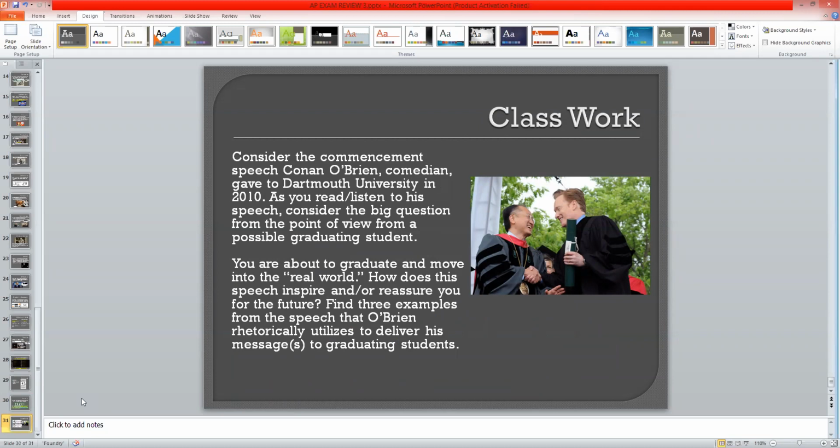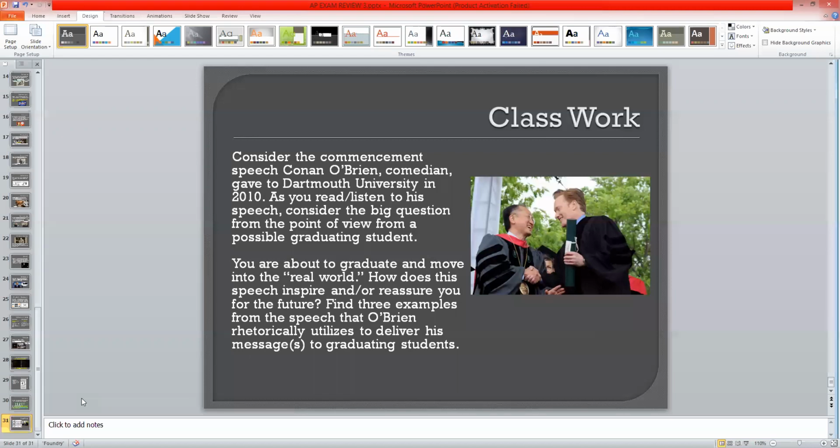It's a really good speech that deals a lot with lateral thinking. This is the last classwork we're going to work on together today. The prompt is simply this: consider the commencement speech Conan O'Brien, comedian, gave to Dartmouth University in 2010. As you read or listen to his speech, consider the big question from the point of view of a possible graduating student.